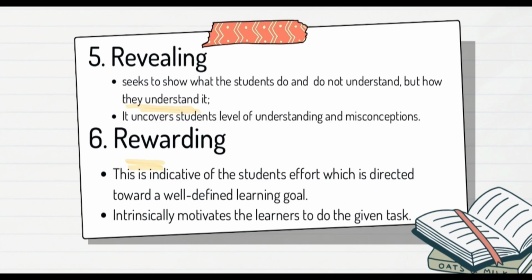So the fifth R is revealing. It seeks to show what the students do and do not understand, and how they understand. It uncovers students' level of understanding and misconceptions. The next is rewarding. This is indicative of the student's effort, which is directed toward a well-defined learning goal. It also extrinsically motivates the learners to do the given task.